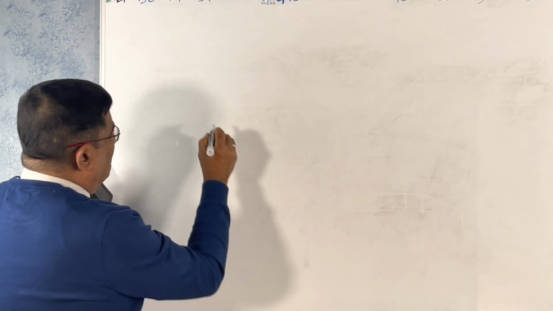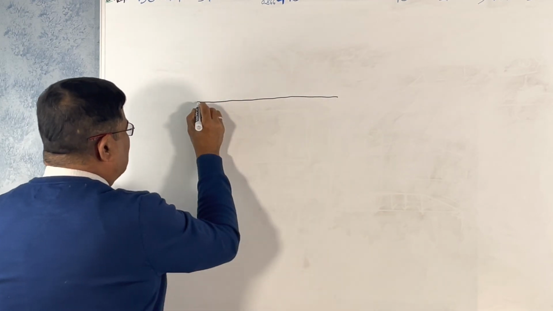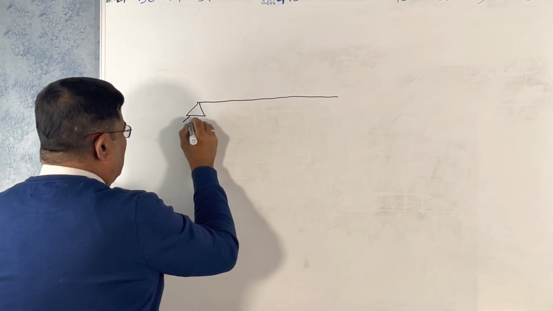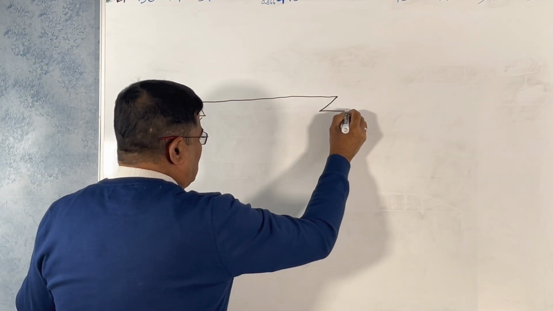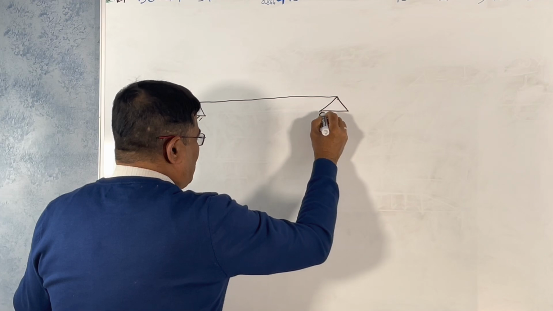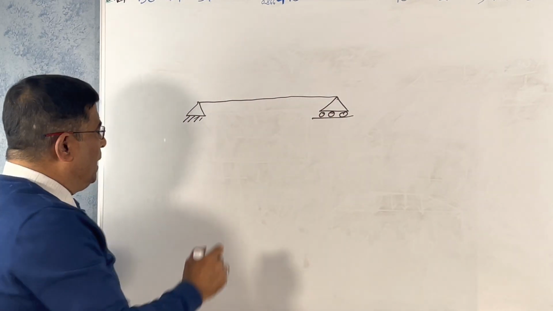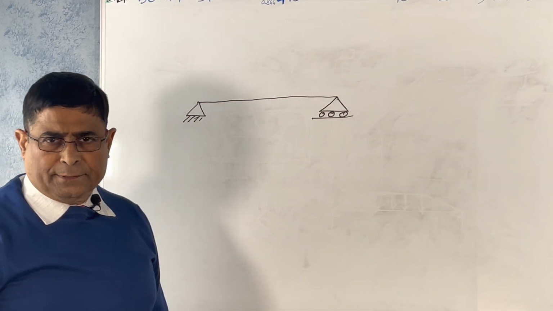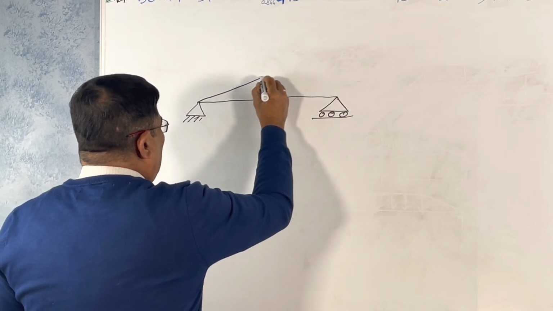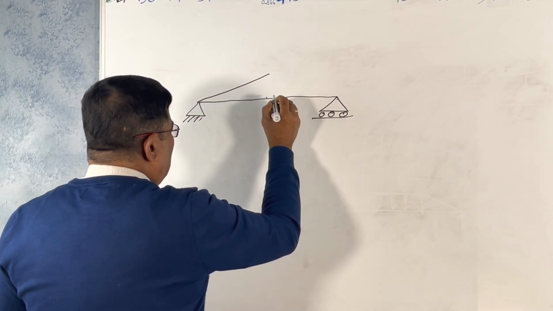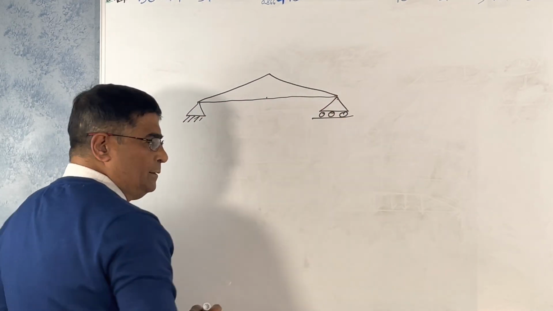Okay, now this is your beam. For simplicity, we consider it a simply supported beam, with one end a roller support and the other end pin supported. Then we have a triangular load, maximum at the middle. Then here is the other end.